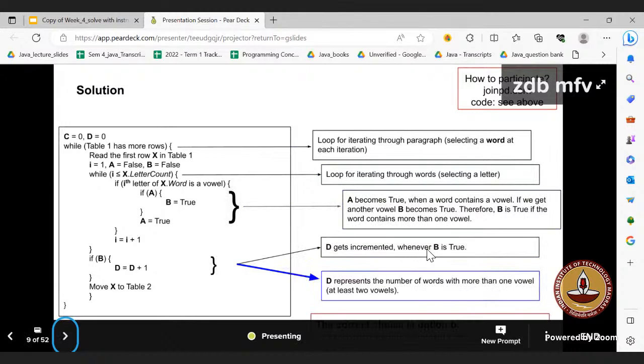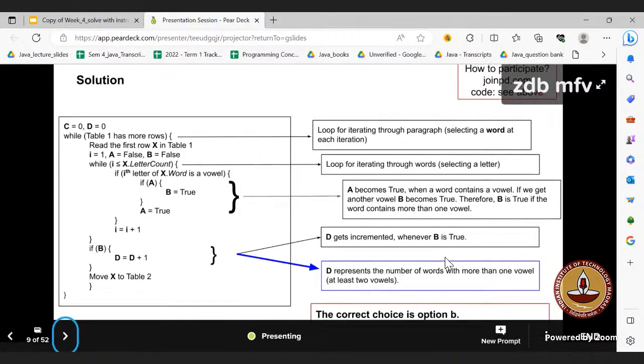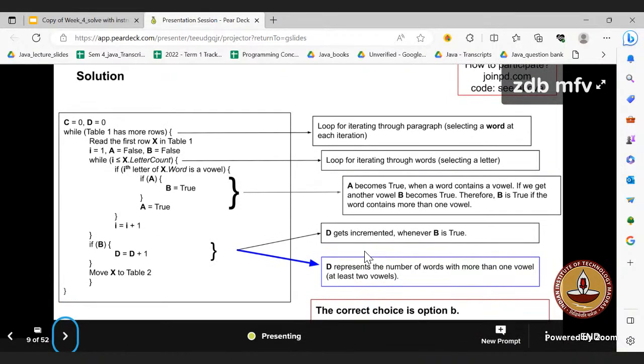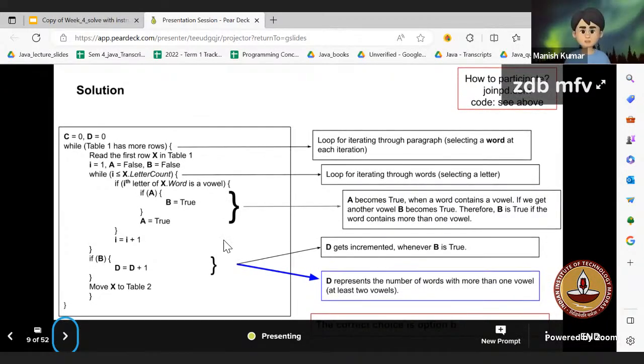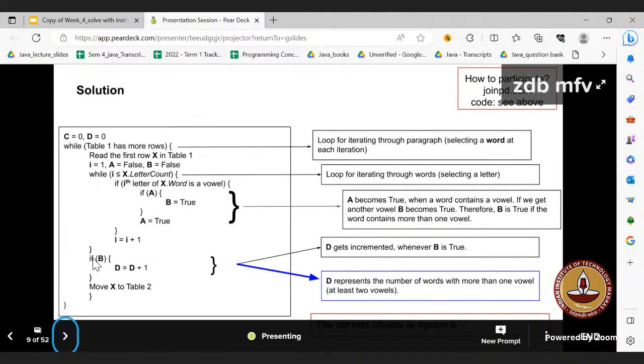So d gets incremented when b is true. A becomes true when a word contains a vowel. If we get another vowel, b becomes true. Therefore, b is true if the word contains more than one vowel, that means at least 2 vowels. The correct choice is B. If b is true, then d will be incremented. When is b becoming true? When a is true and the word contains another vowel.